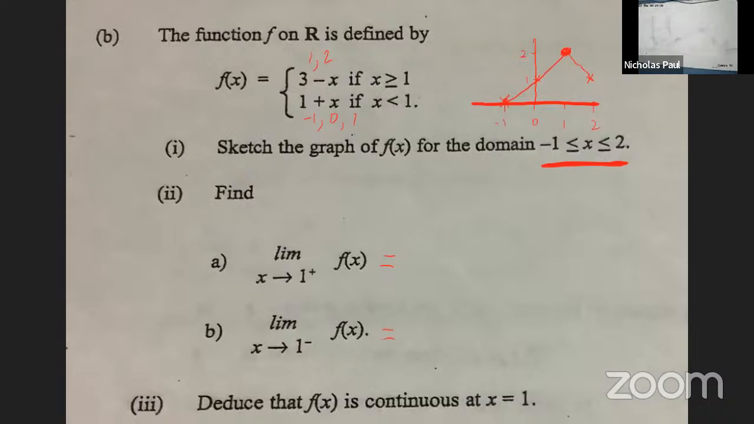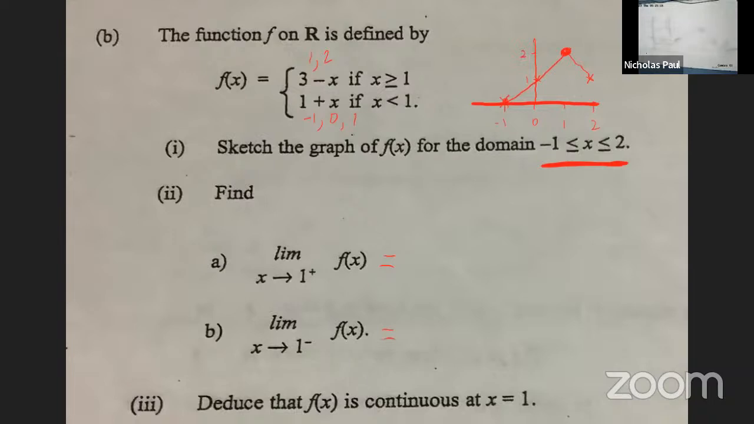Oh, how I got the graph, Nathaniel? For the 1 plus X, I plugged in -1, 0, and 1 and got the Y values and plotted. Right? And then for 3 minus X, I plugged in X is 1 and X is 2. And I found the Y values and I plot them. Right? Why did I put solid? Because on the first part of the function there, 1 is defined, right?